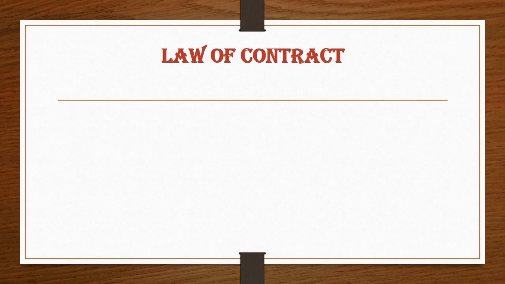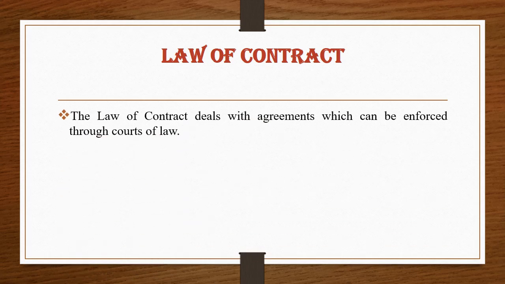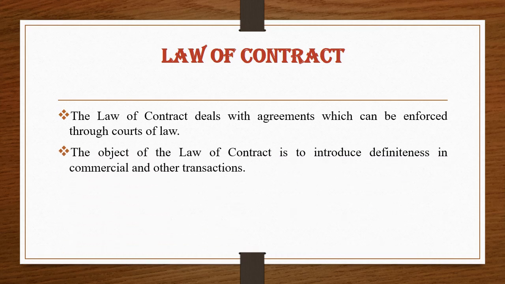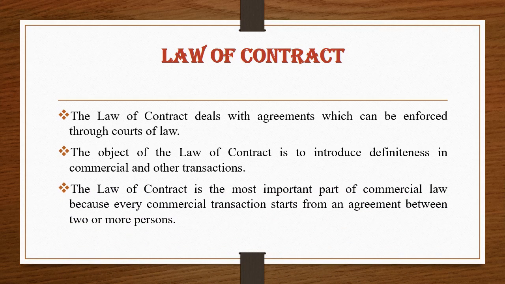Law of contract. The law of contract deals with agreements which can be enforced through courts of law. The object of law of contract is to introduce definiteness in commercial and other transactions. The law of contract is the most important part of commercial law because every commercial transaction starts from an agreement between two or more persons. So, law of contract deals with the agreements which are enforceable by law, and it is usually applicable in commercial law because every commercial transaction starts from an agreement between two or more persons.